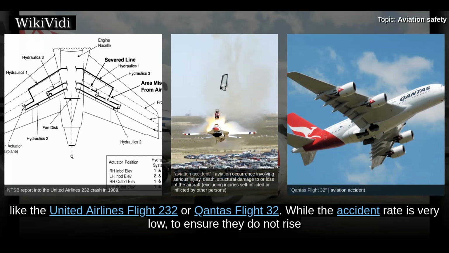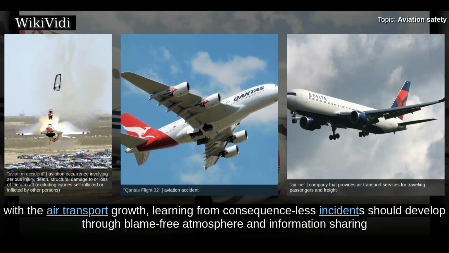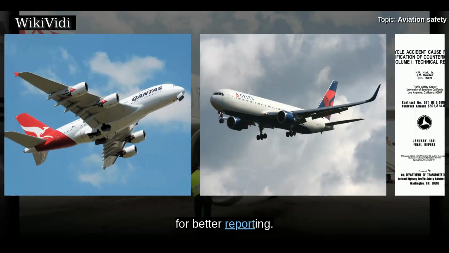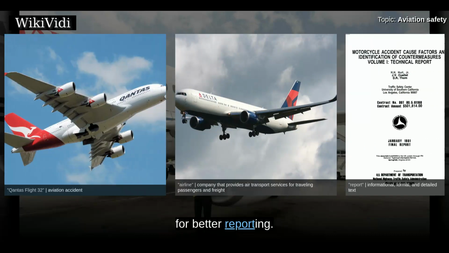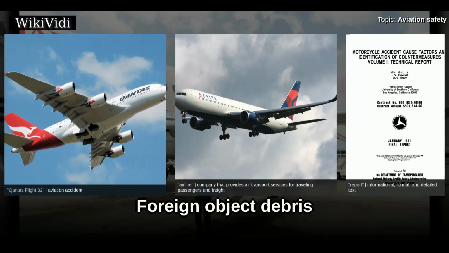While the accident rate is very low, to ensure it does not rise with air transport growth, learning from consequence-less incidents should develop through a blame-free atmosphere and information sharing for better reporting.